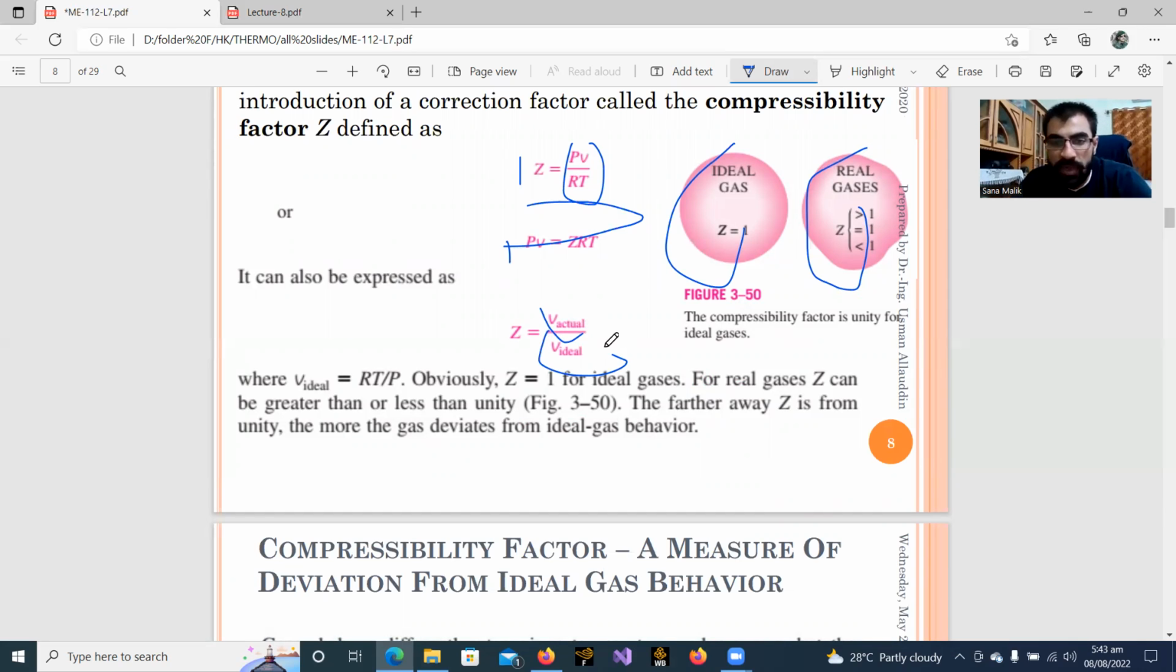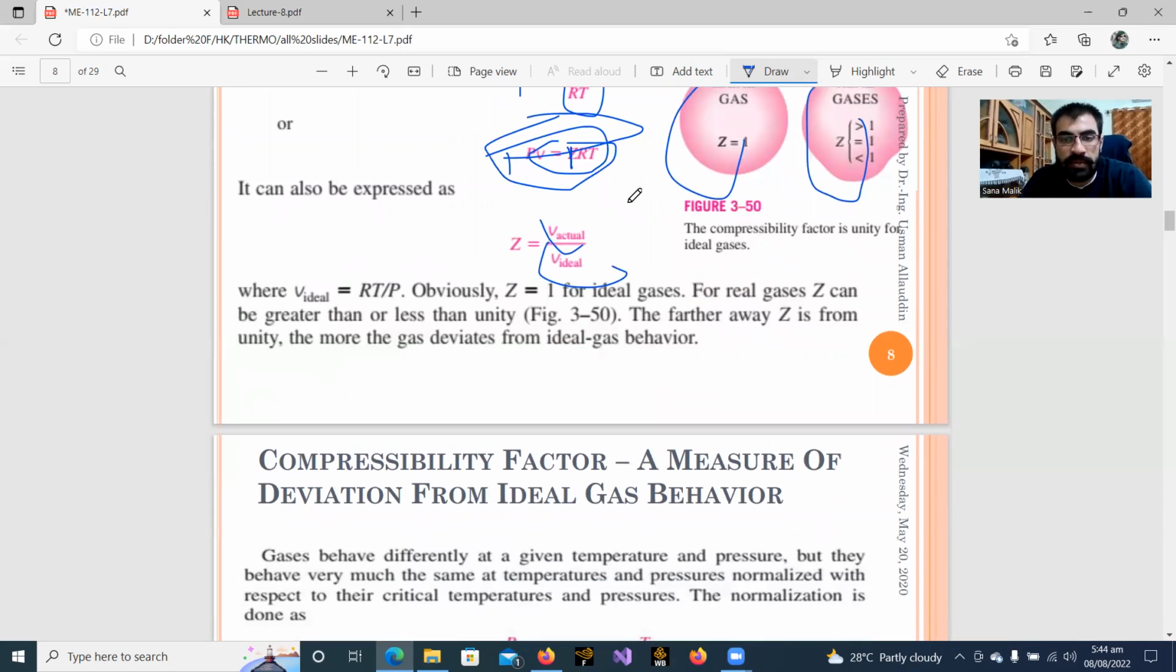So if Z is 1, it will become an ideal gas. The further away Z is from 1, it means the gas deviates more from the ideal gas behavior, and thus it's not an ideal gas.